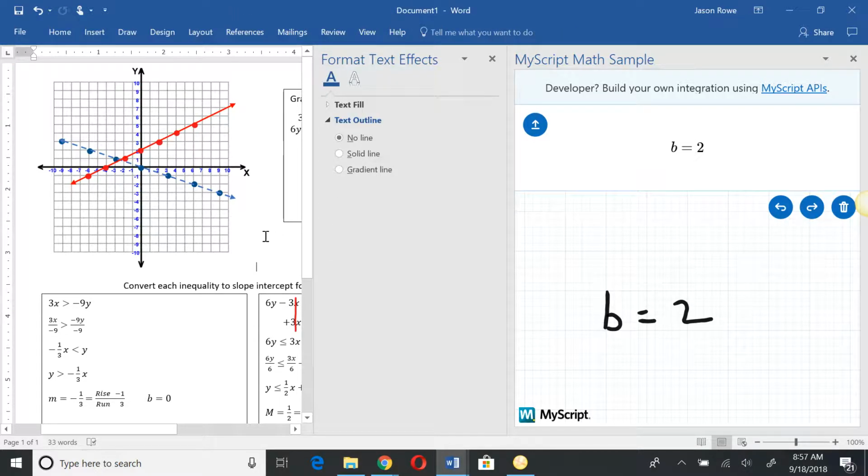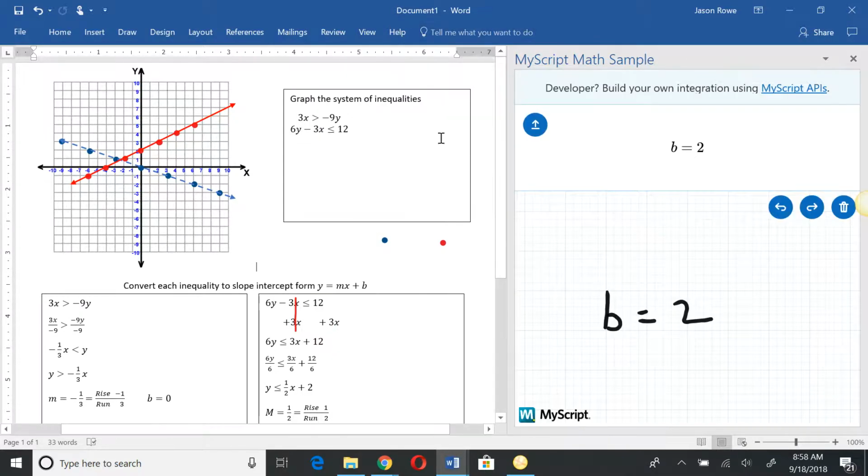And there's our lines. So now, we're not done yet. All we've done is we've graphed the inequalities, or the lines. We haven't made them inequalities yet. So how do we make them inequalities? To make them inequalities, we have to shade the correct sides of the lines.